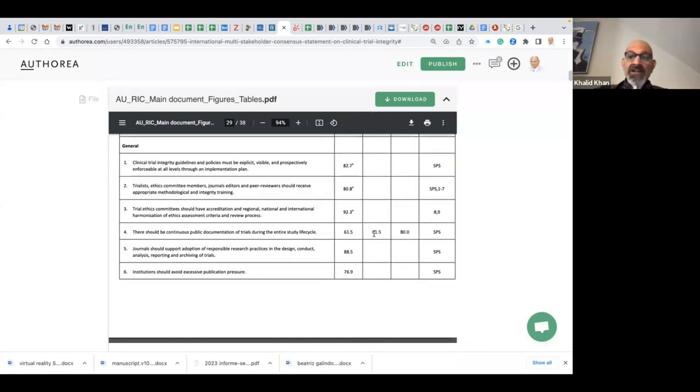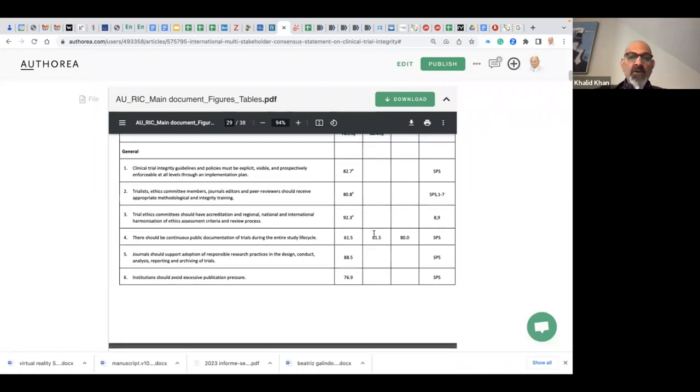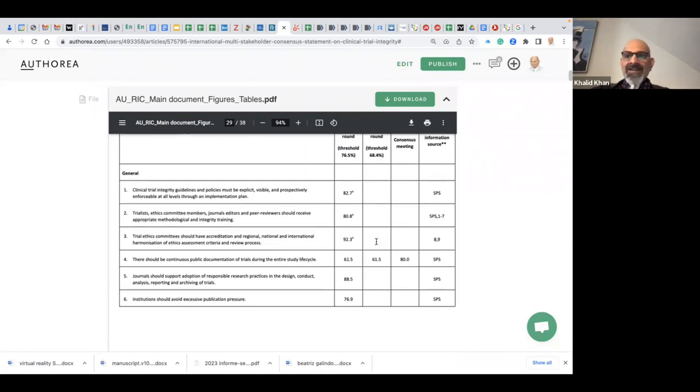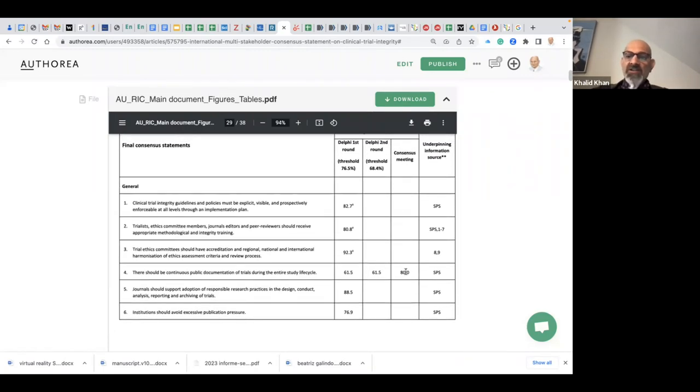Then it is repeated, and in fact, the level of agreement does not change at all. Perhaps some individuals change their opinion, but the overall percentage agreement does not change. And then it does not pass the threshold, and it has to be taken to the consensus meeting. And only then, while the experts have a discussion and are able to explain their individual viewpoints to each other, is it finally possible to reach agreement.